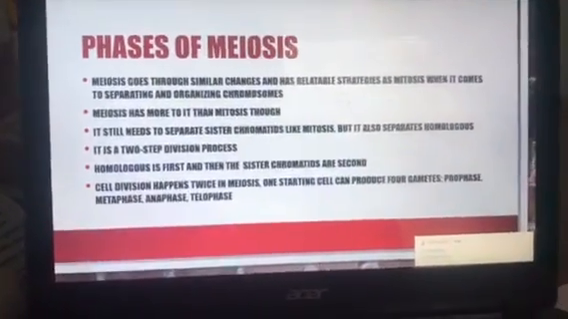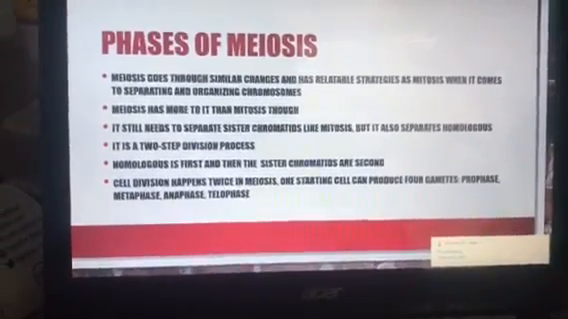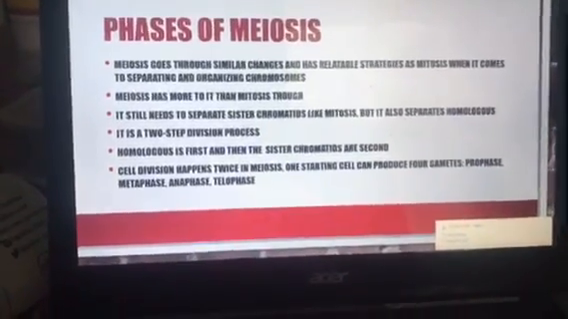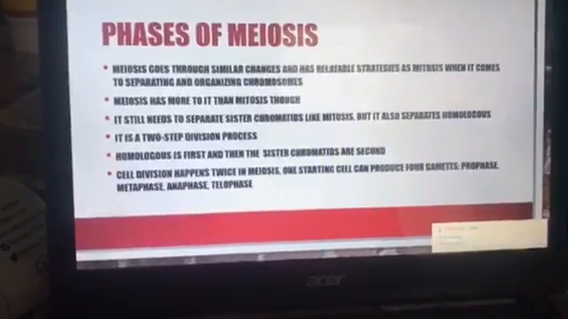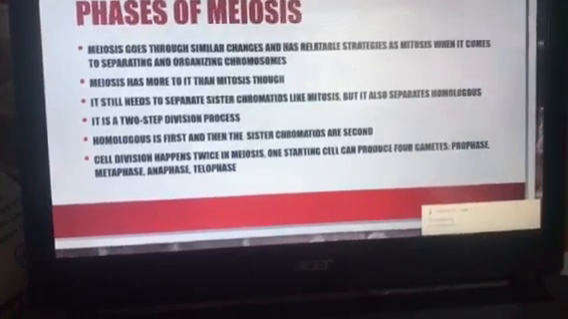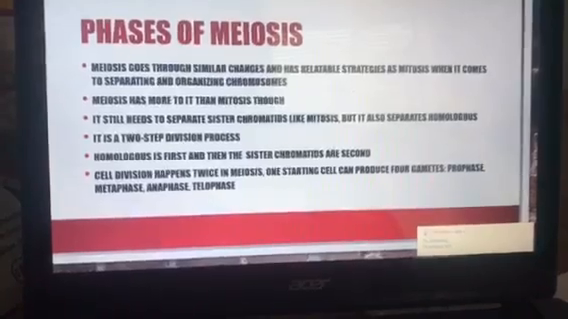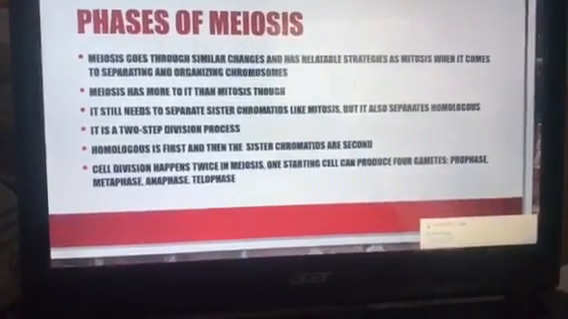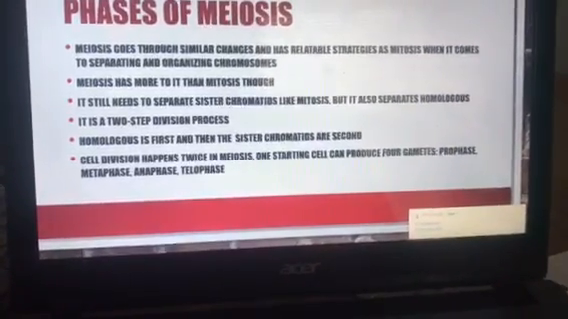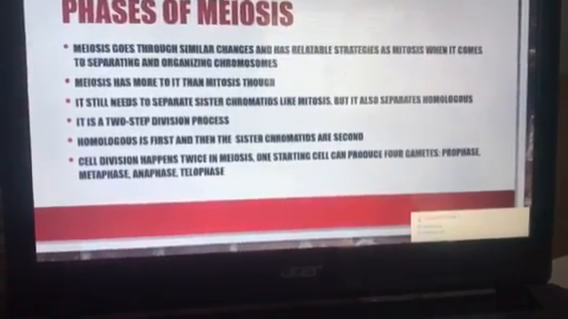Meiosis goes through different phases. Meiosis goes through similar changes and has relatable strategies as mitosis when it comes to separating and organizing chromosomes. Meiosis has more to it. It goes into a lot more detail than mitosis. It still needs to separate sister chromatids like mitosis, but it also separates homologous chromosomes. It's a two-step division process. Homologous chromosomes are separated first, and then it goes through the whole process of separating the sister chromatids second.